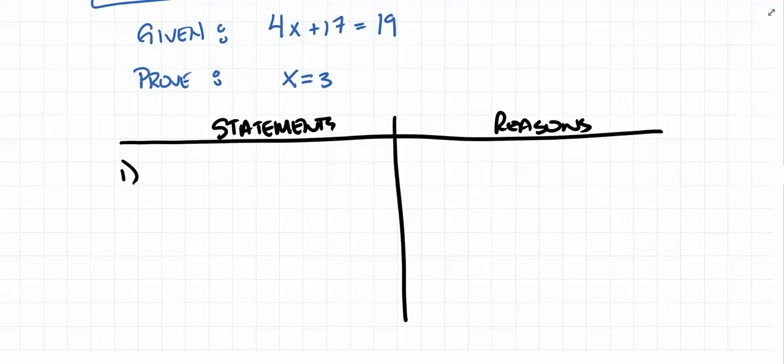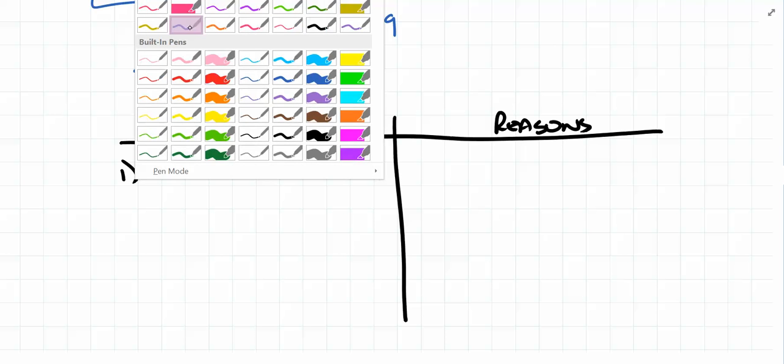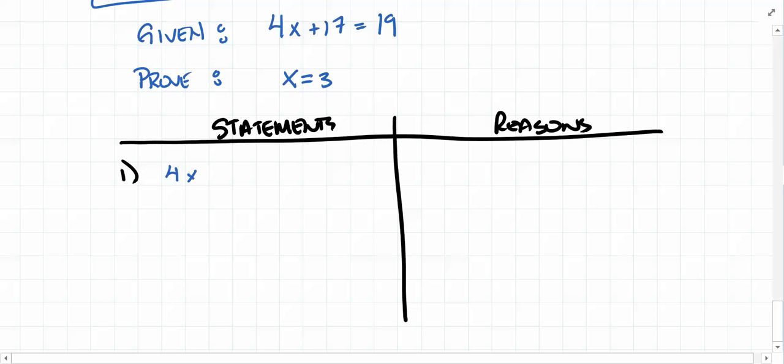We know that 4x plus 17, or sorry, not 17. Sorry, it should be 7. 4x plus 7, there we go, otherwise not going to work, is equal to 19. Now, what's the reason that we can do that? Because it's given to us, right? So number one, it's actually given to us. We're actually allowed to write that in. That's the reason we can state that in our proof, because it's given to us.